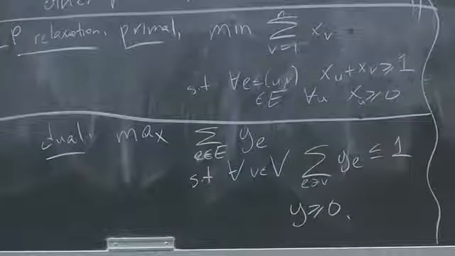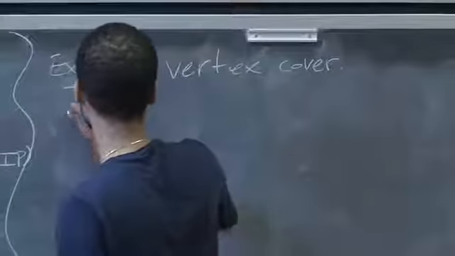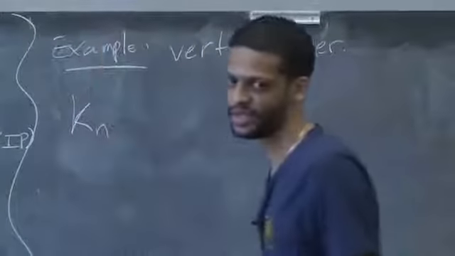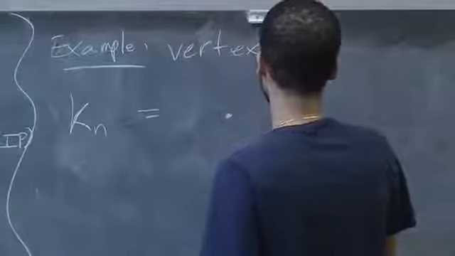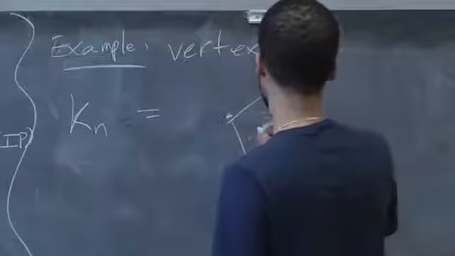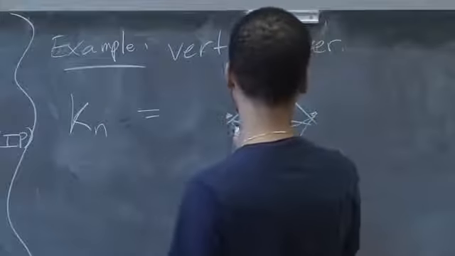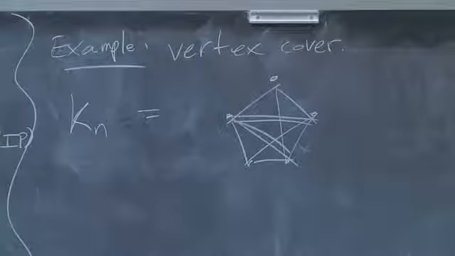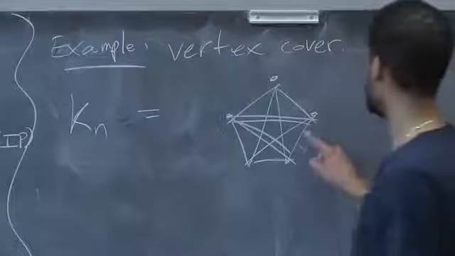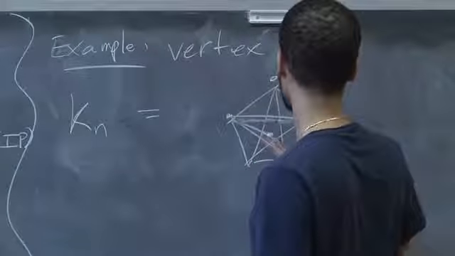So what's an example? Take the complete graph on n vertices. I'm not good at drawing complete graphs. That was terrible. This doesn't even look right. I think I drew one twice. Oh, right. Yeah, okay. That makes sense.